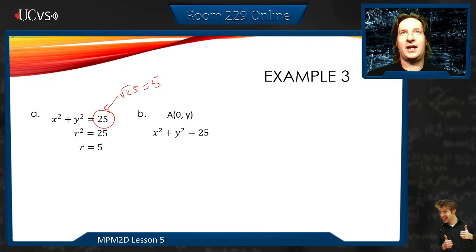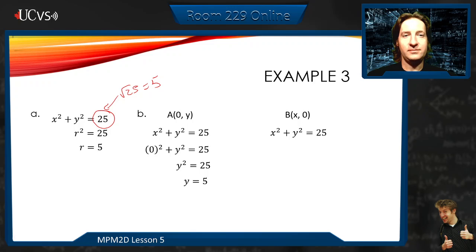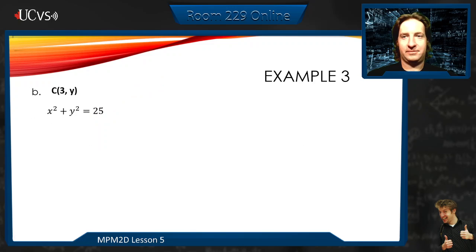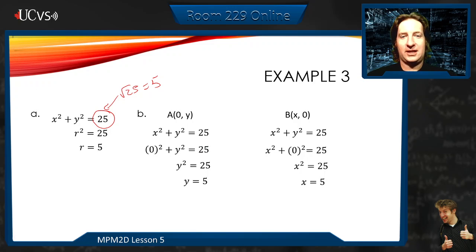So I know that I'm going to have a 0 in for the x, and I'm trying to figure out what the y value would be. So let's replace in our general equation for this circle, x squared plus y squared equals 25. We're going to replace x with 0. And that just means that y is going to end up being 5. We can do the same thing with y, and we end up with x equal to 5. So right away, we can figure out that one of our points is going to be 0, 5, and the other one is going to be 5, 0.